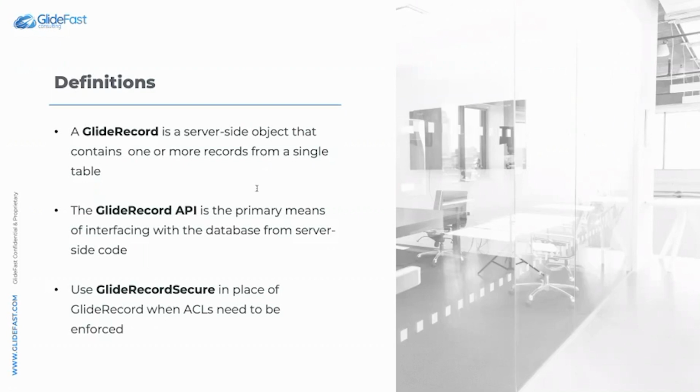Okay. So three different things here, three different little concepts. Again, GlideRecord is what we interact with. The API is the code.